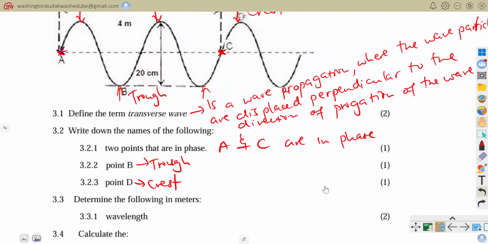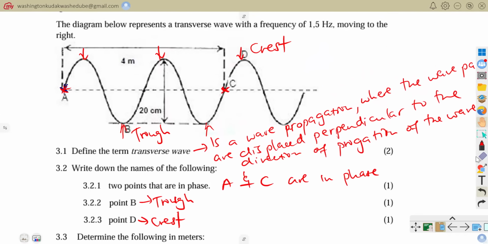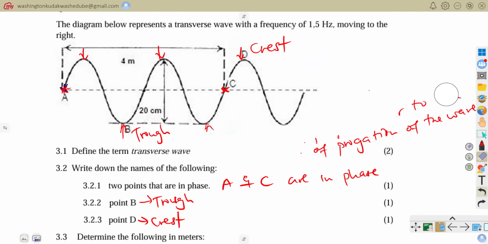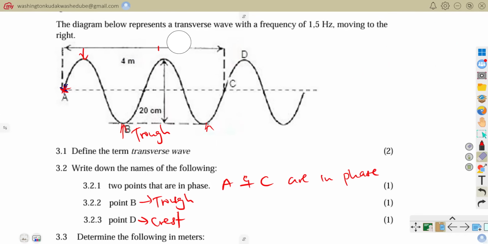Determine the following in meters. Determine the wavelength. We now want to determine our wavelength given the information that is on that diagram.